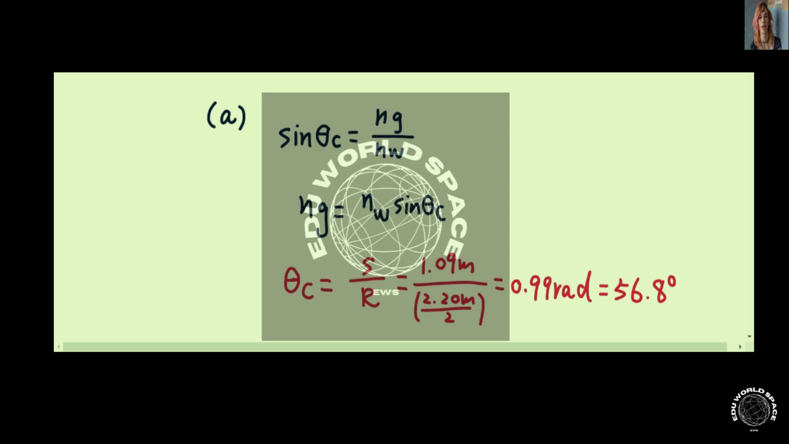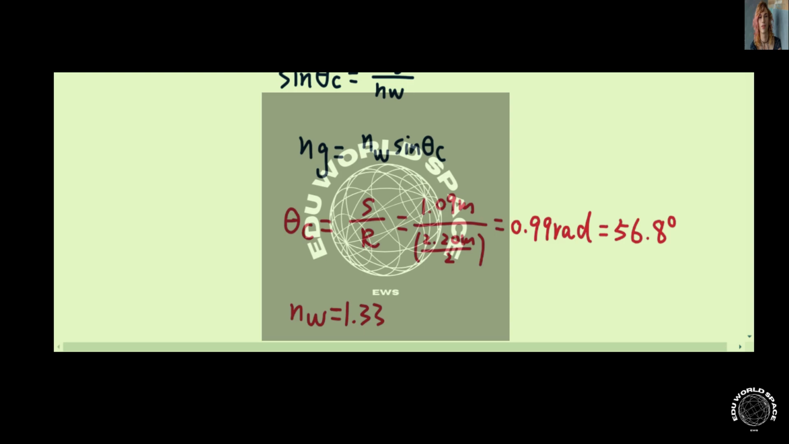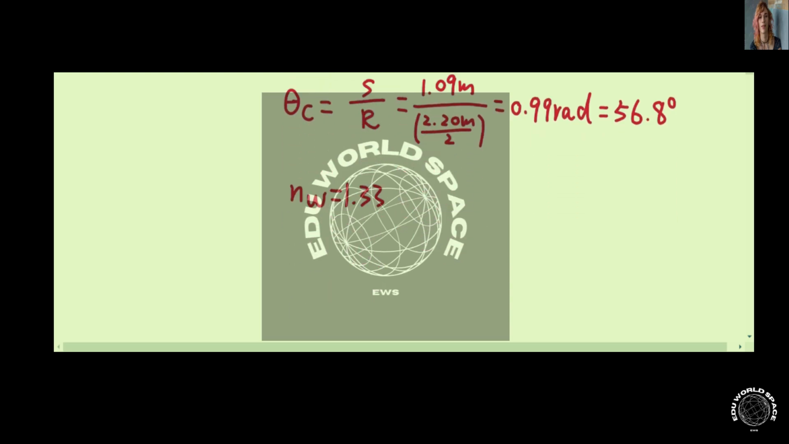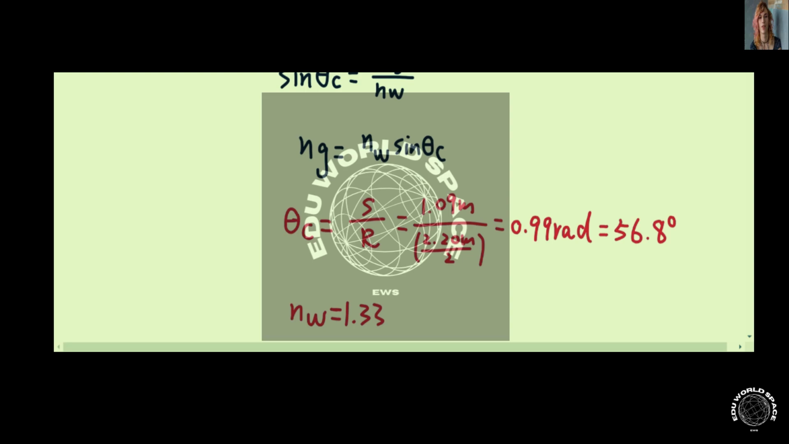And we know sine of the critical angle can be equal to the move distance divided by the radius, which is 1.09 meter over 2.20 meter over 2, since the diameter is given as 2.20 meter. So therefore, the radius is half the diameter, which is 2.20 meter divided by 2. So eventually we have theta c is equal to 0.99 radians. If we convert it to degrees, it's about 56.8 degrees. So we know the index of refraction of water is 1.33.